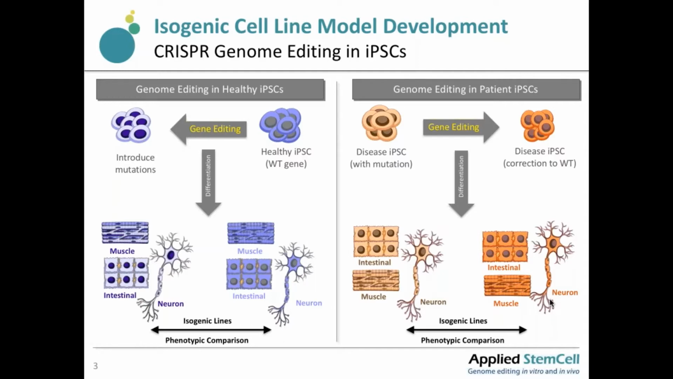And on the right side, this goes the other direction, which is we start with a disease state iPS cells. So these cells are derived from patients with mutations, for example. And these cells can be then genetically engineered to correct the disease mutation back to wild type gene. And then these 2 different cell lines, the disease iPS cells and the corrected wild type cell lines, can be differentiated into specific cell types. And again, we can compare different profiles.